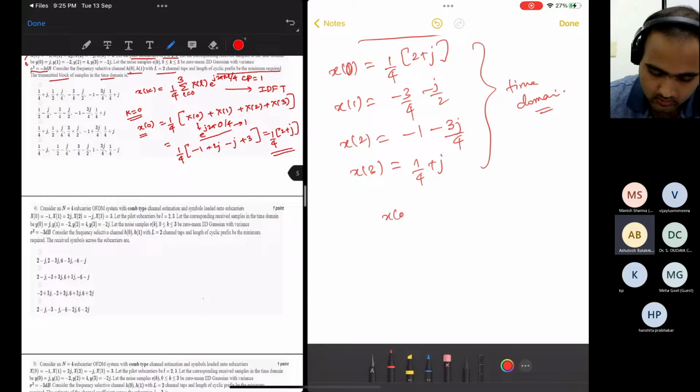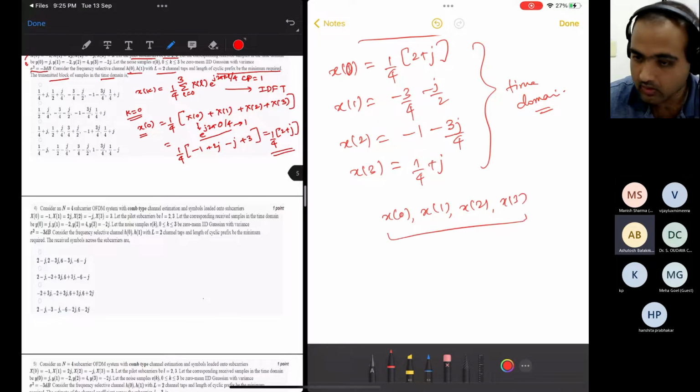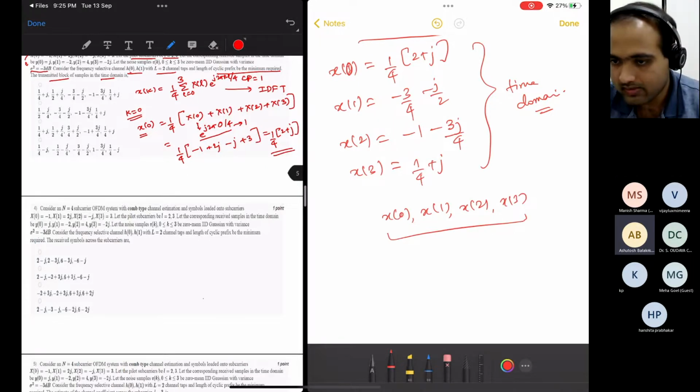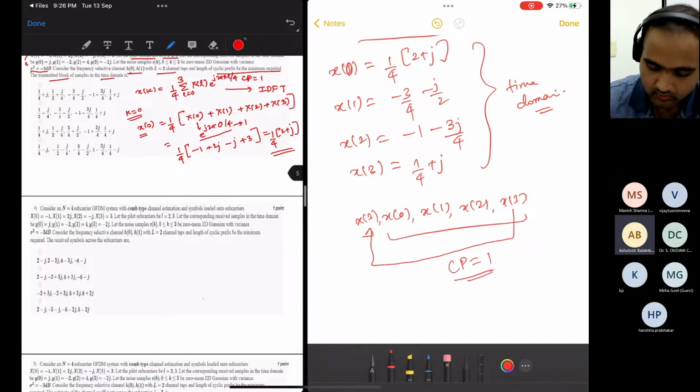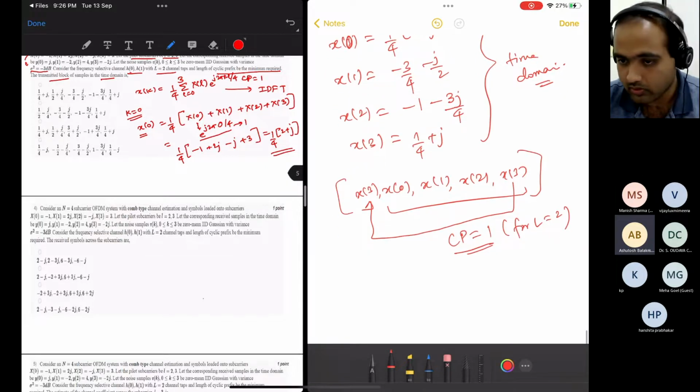So if you just write them in a block, x0, x1, x2, x3, right? So this is for the block, but note that you need to now add a cyclic prefix to this block, right? So my x3 now comes first, because we have a cyclic prefix of 1 for L is 2, right? So now this is my block.